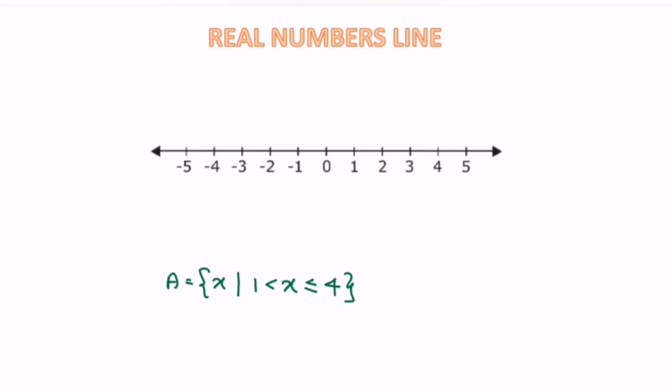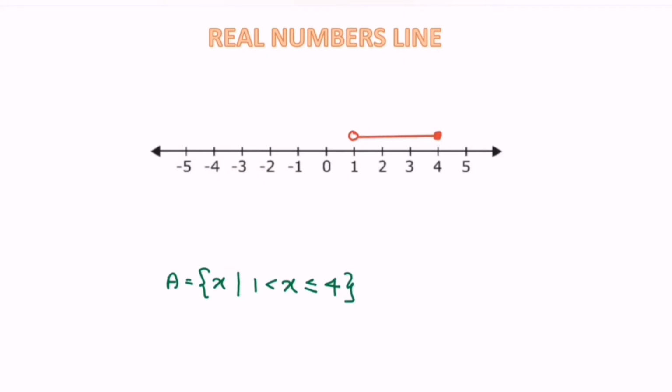So now we are going to illustrate the situation on the number line. Kindly focus on the 1. x is greater than 1, so we place an empty circle on 1. Then x is less than or equal to 4, so we place a solid circle at 4. Since set A also contains all real numbers between 1 and 4, we draw a solid line between the two endpoints.